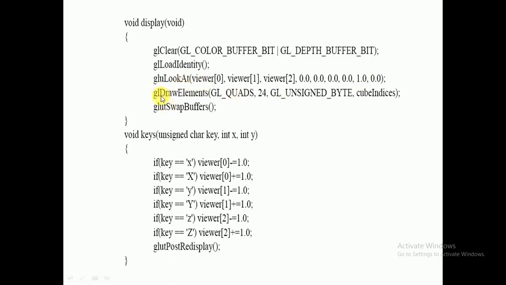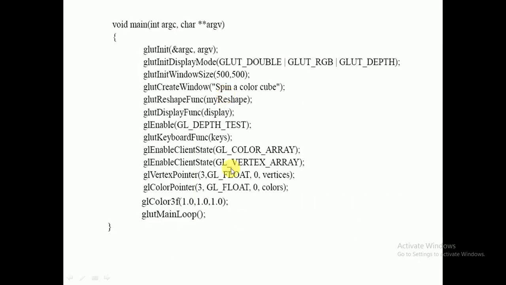Then glDrawElements. In the last experiment we discussed glDrawElements. Here I am actually drawing my cube. To support this, we have enabled these things. I am drawing my cube in that function, but to execute that function, these are the initial steps we first have to do. That means the client state, then the vertex pointer, color pointer, right?